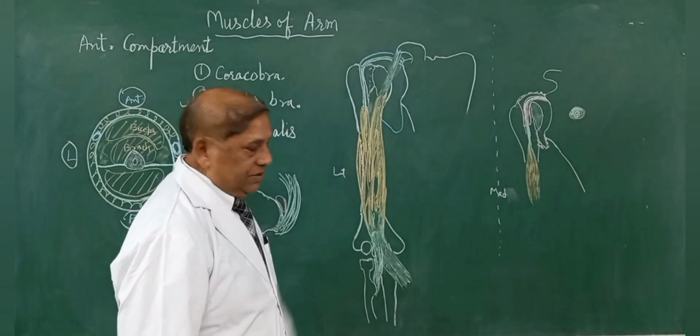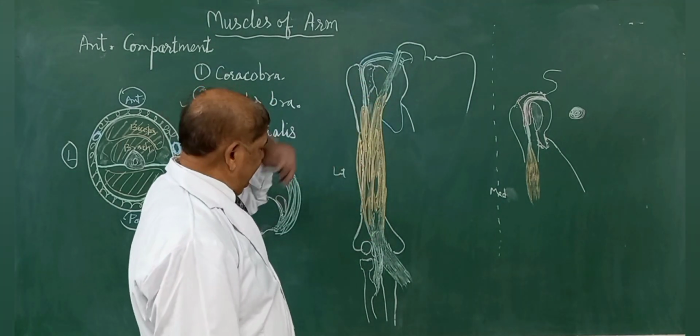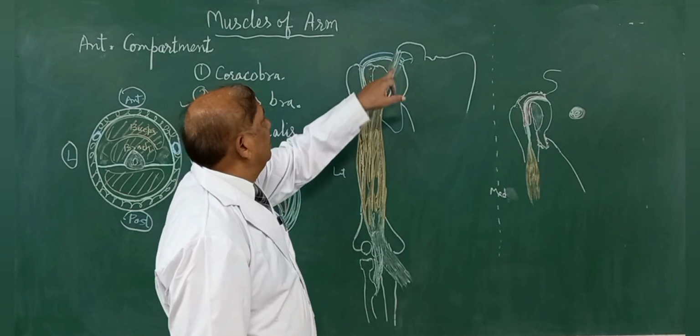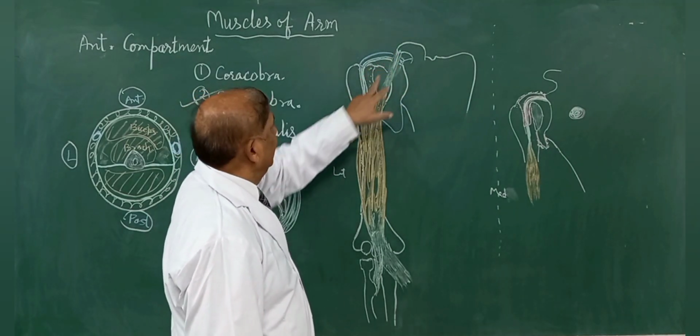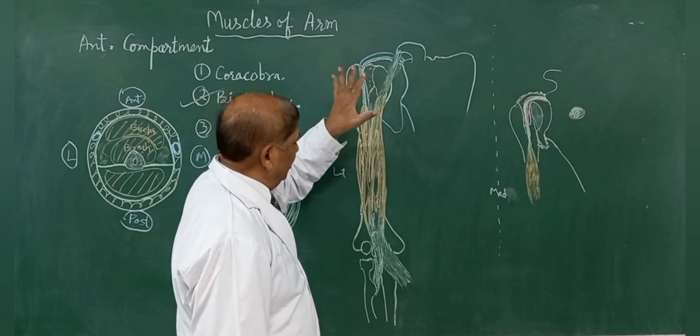Let us come to the action of this muscle. Since this muscle is crossing many joints, you see, both the long head as well as the short head are crossing the shoulder joint.